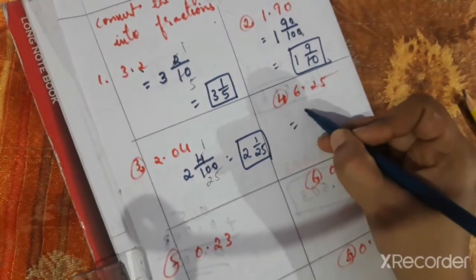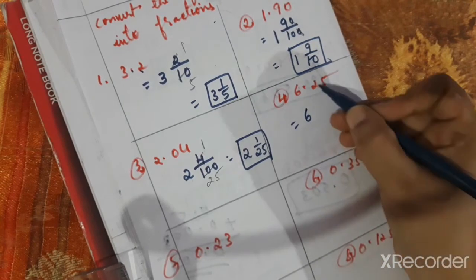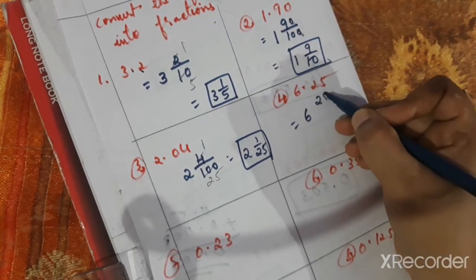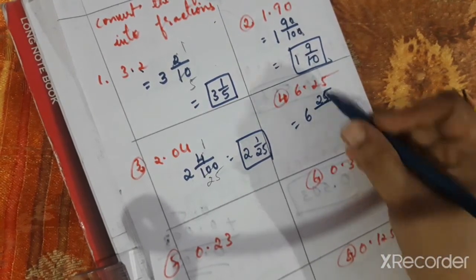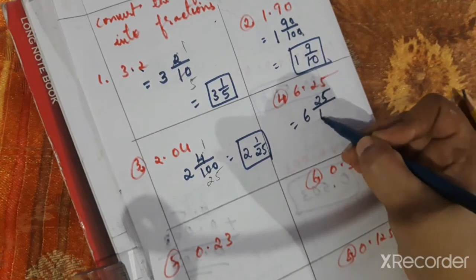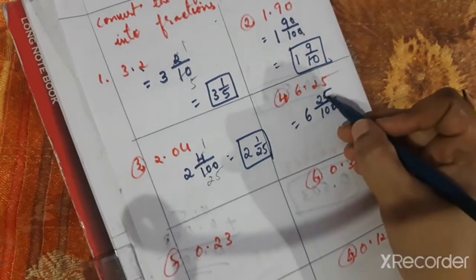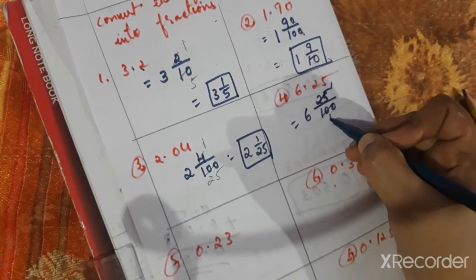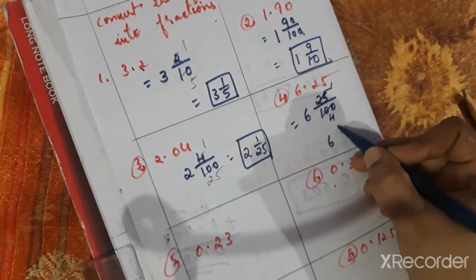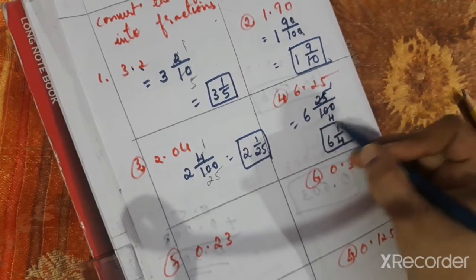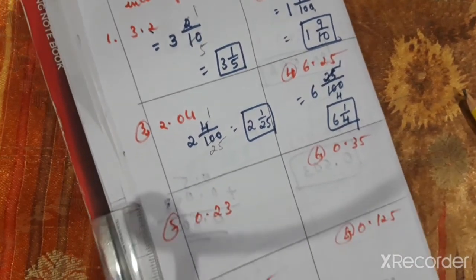Now 6 becomes the outside whole number. 25 becomes the numerator. After the decimal point 2 numbers means 100, 2 zeros. And here also 25 ones are 25, 25 fours are 100. So 6 1 by 4 is the mixed fraction form.